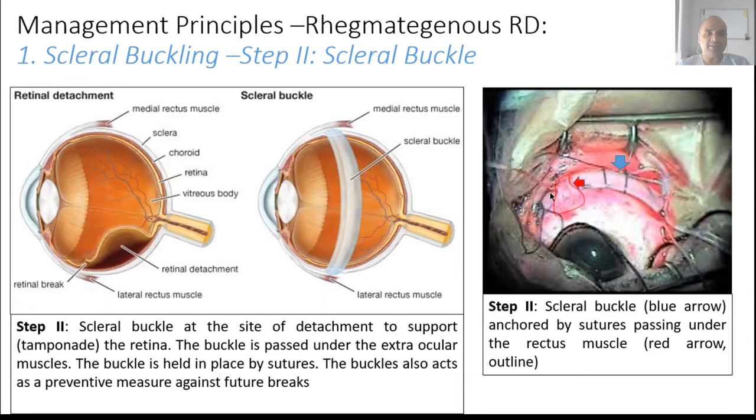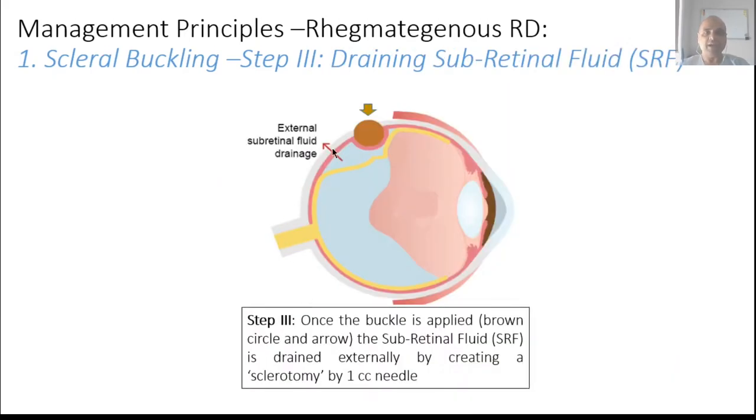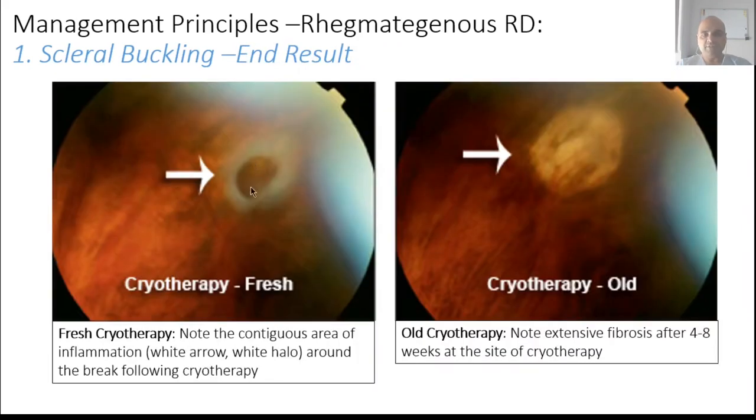So it is passed under the extraocular muscles, as shown here. This red area is an extraocular muscle, and the buckle is secured by sutures to the sclera. Once you have these two things, you can create a sclerotomy, an opening in the sclera using a 1cc needle to drain the subretinal fluid, i.e. the vitreous that actually caused this detachment. So this is a freshly applied cryotherapy around a break, and this is what happens after 4 to 8 weeks, once it has fibrosed and the bond between the RPE and the choroid is now complete.